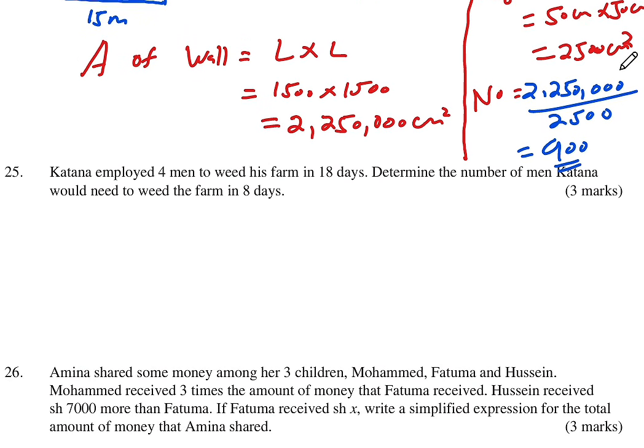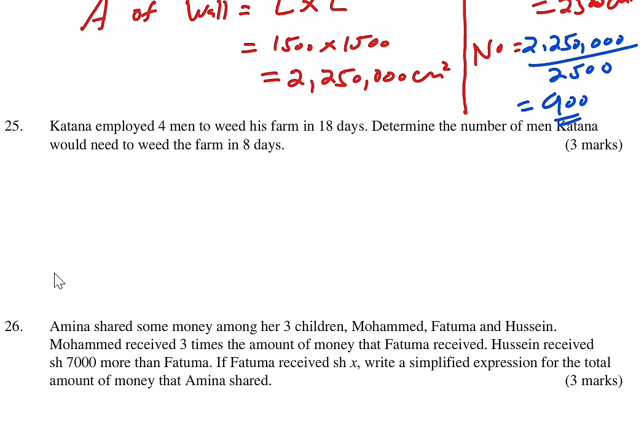Number 25 on rates and proportion. Katana employed 4 men to weed his farm in 18 days. Determine the number of men Katana will need to weed the farm in 8 days. So I teach students using the reasoning method. Those who have been watching my videos already know this method. So men and days. You can pause this video and try. So here we have 4 men working in 18 days. Here we have 8 days.